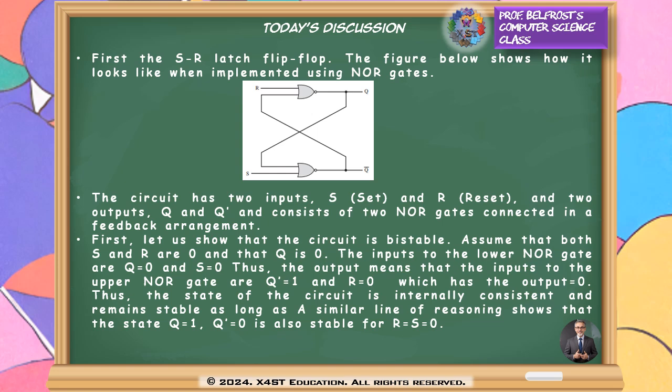First, let's show how this works, as a state table. Assume that both S and R are 0 and that Q is 0. Then the inputs to the lower NOR gate are Q equals 0 and S equals 0. Maybe you need some time before you can process this information, okay? Thus, the output is 1, so the inputs to the upper NOR gate are Q not equals 1 and R equals 0, which gives the output equals 0. Thus, the state of the circuit is internally consistent and remains stable. A similar line of reasoning shows that the state Q equals 1, Q not equals 0 is also stable for R equals S equals 0.